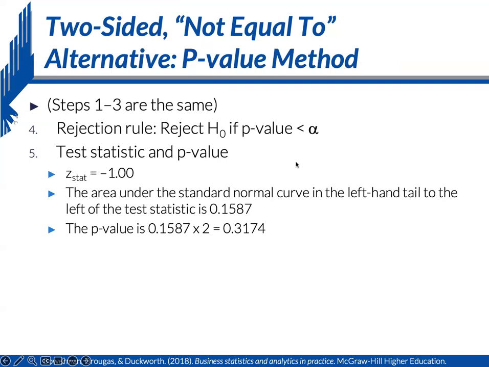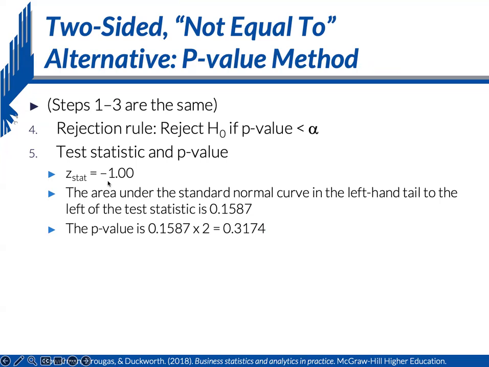Now, which side do we compute for? In this particular case, since our test statistic is negative, what we will get first is the area to the left of the negative test statistic. According to the standard normal table or to our calculators, that's 0.1587. And we will multiply that by 2 to get the p-value, which is 31.74%.